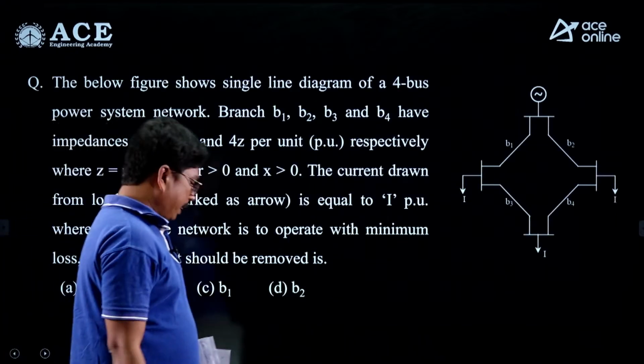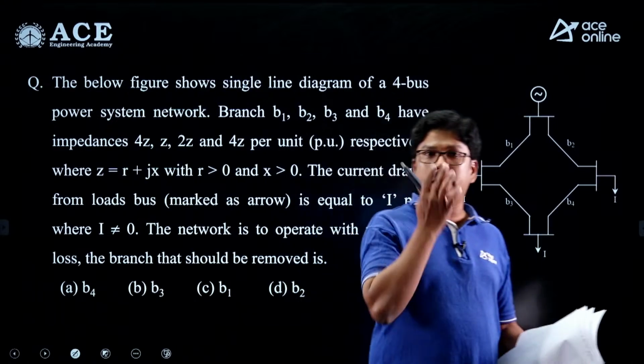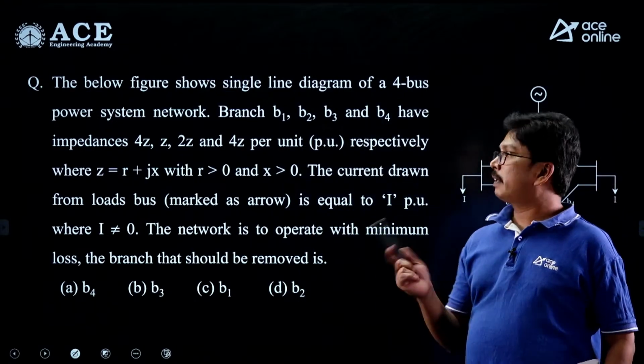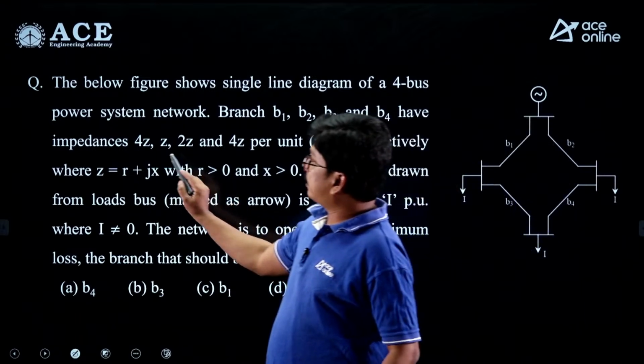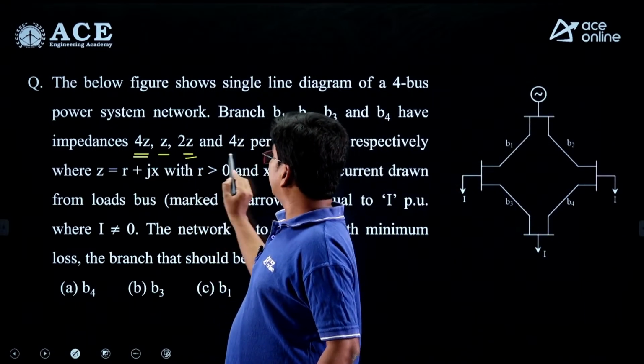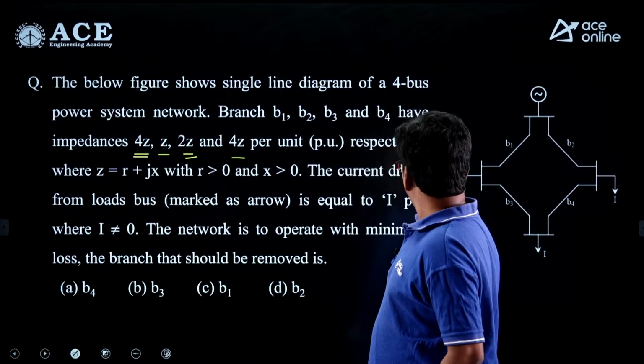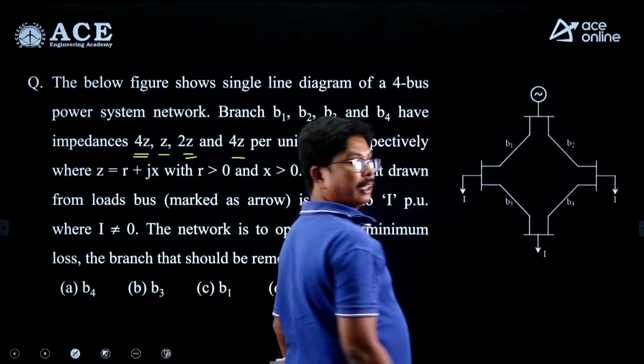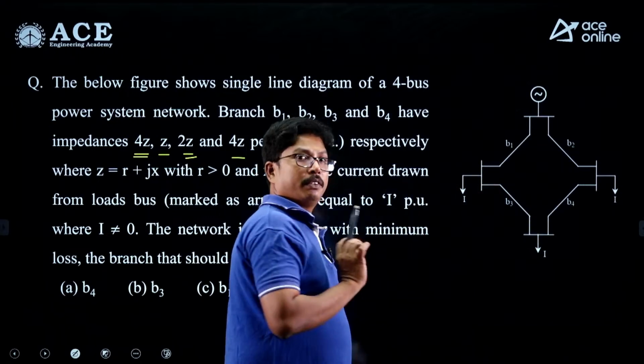And this is the next question they have given. It is one of the previous questions given directly. Just previously they have given the resistances, now they have given the impedances. So the impedances of branches 4Z, Z, 2Z and 4Z are given here. If you see the network here, already they have given E1, E2, E3, E4 like that. Now they have given B1, B2, B3, B4 like that.